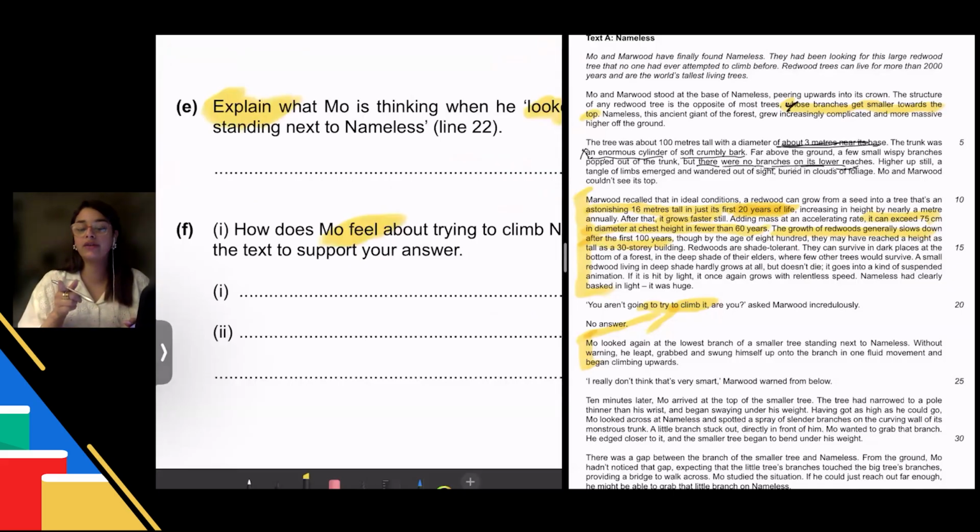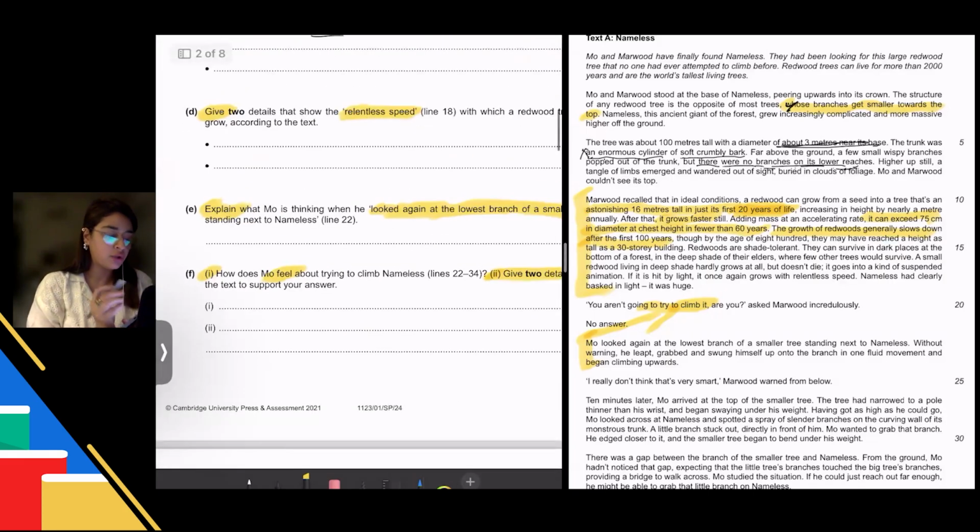A lot of students get confused with how to actually divide their answer into 2 parts since it's a 2-part question. There's a part 1 and there's a part 2. So keep in mind that this is what you're supposed to highlight the first one on. So the first answer goes here, where you highlight how Mo feels about trying to climb the Nameless in lines 22 to 34.